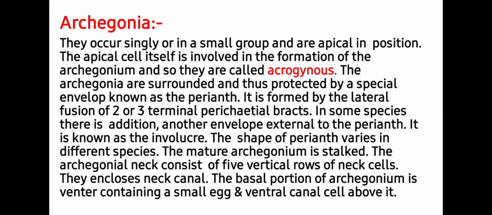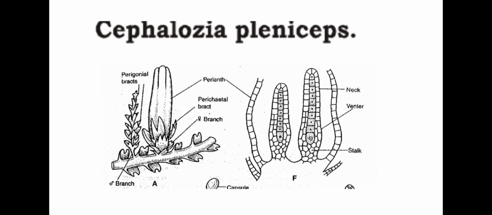It is formed by lateral fusion of 2 or 3 terminal perichaetial bracts. In some species, there is another additional envelope external to the perianth. When it is present, it is known as involucre. The shape of perianth varies in different species. The mature archegonium is stalked, and the archegonial neck consists of 5 vertical rows of neck cells. They enclose the neck canal. The basal portion of archegonium is venter, containing a small egg and venter canal cell above it.